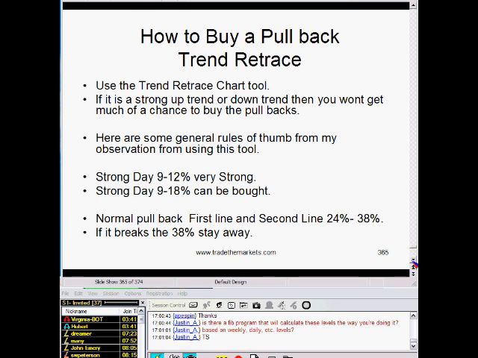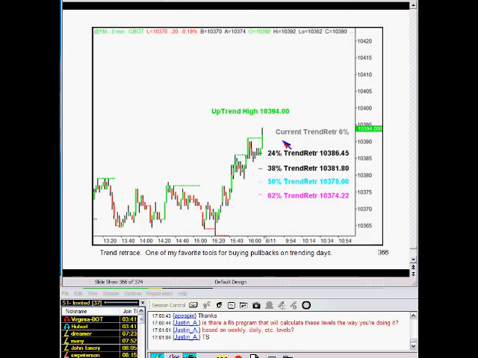Now let me fast forward. Look here. Can you see this chart right here? This chart's how the tool works that I use. It calculates the 24, the 30, the 50, and the 62. This right here will be displayed in real time all day long. Okay? Where it says current trend retrace 6%. It does it in real time. You just have to sit there and watch it. As long as it doesn't break 19, you're good to go.